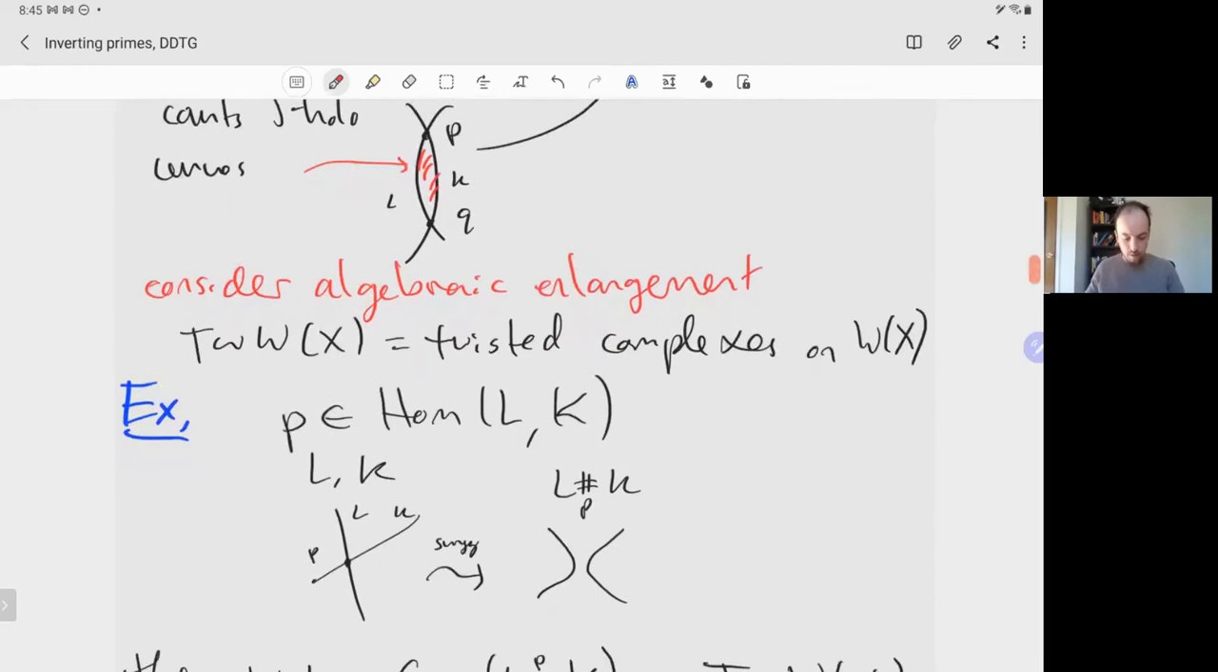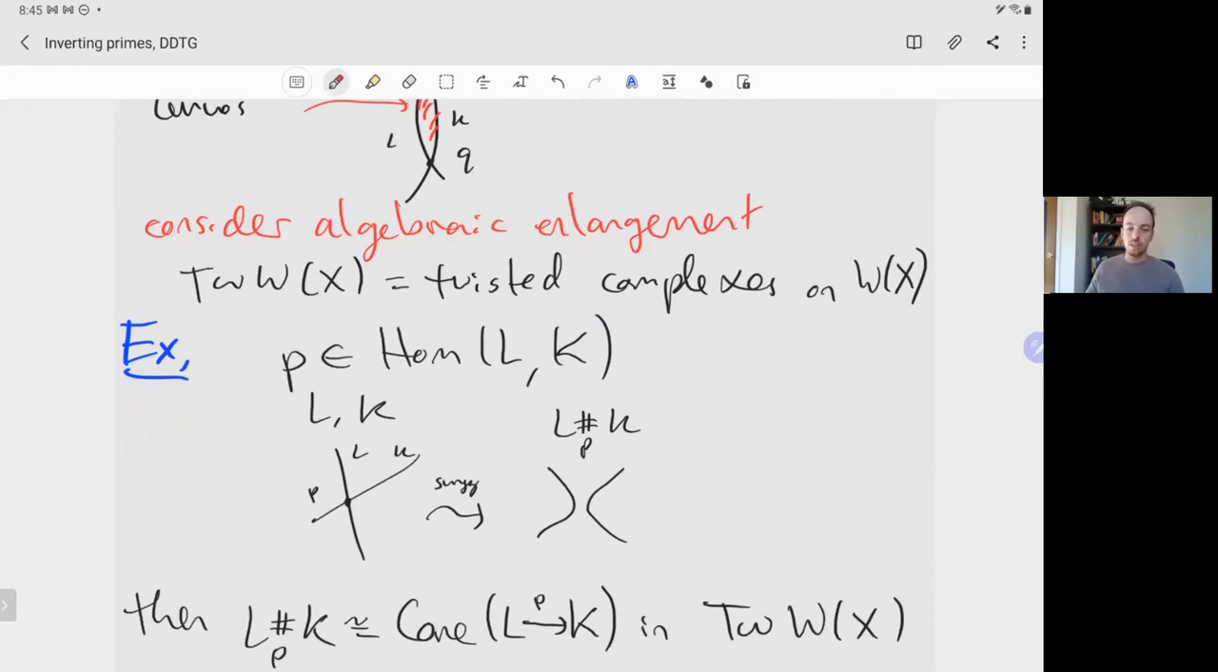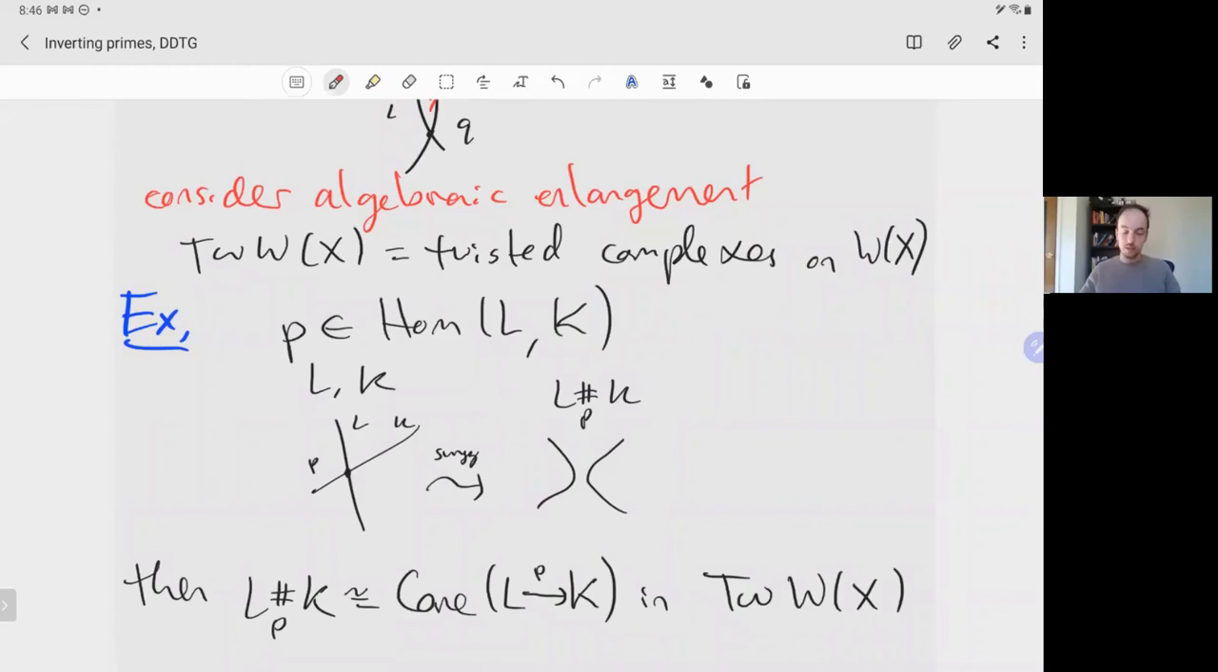And then the claim is that this surgered Lagrangian is actually isomorphic to the cone from L to K along the morphism P in the Rabb-Foucault category. So for any morphism, you could take the cone in this twisted complex business. The mapping cone is considered a twisted complex. And what I'm saying is that this algebraic mapping cone actually is isomorphic to a completely geometric construction, which is to do surgery. So that's how you should think of these twisted complexes, basically as some kind of way of doing surgery. Although that only holds in restricted settings like this where they intersect at a single point.